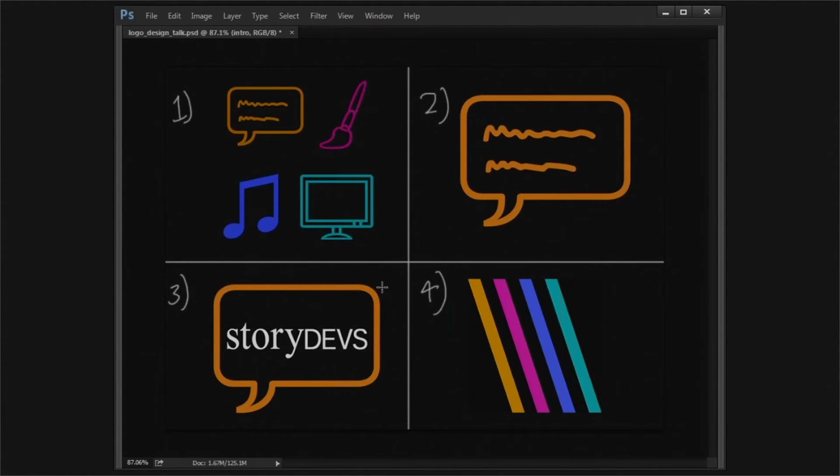And same problem with this. It's very illegible at a small size. And question marks, or speech bubbles rather, are very common for Q&A sites. And I didn't want my site to be confused with that in a browser tab situation, for lack of a better word.